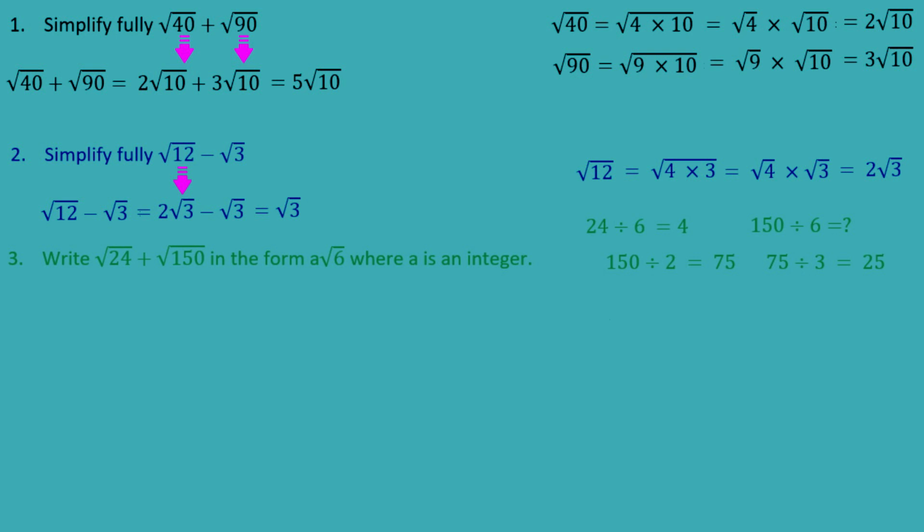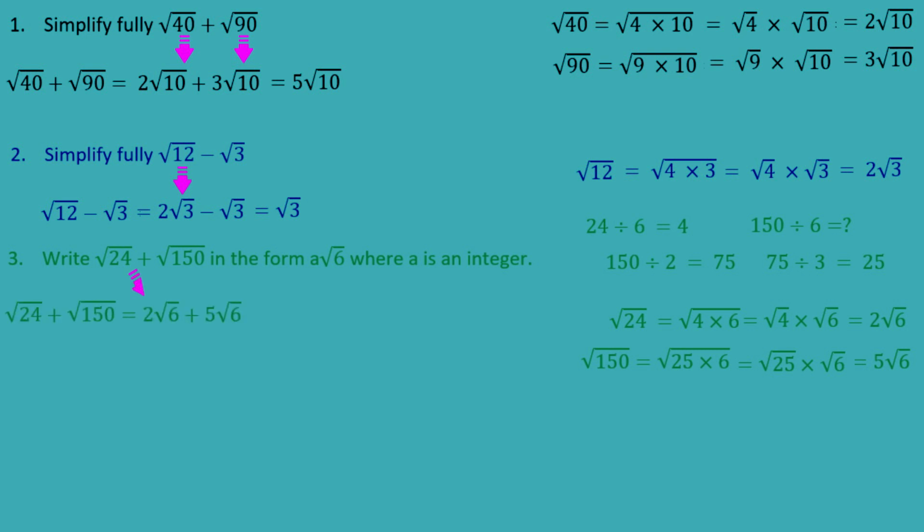So, root 24 becomes the root of 4 times 6, which is root 4 times root 6. Root 4 is 2, so root 24 simplifies to 2 root 6. The root of 150 becomes the root of 25 times 6, which is root 25 times root 6. Root 25 is 5, so root 150 simplifies to 5 root 6. Replace root 24 in the calculation with 2 root 6, and root 150 with 5 root 6. 2 root 6 plus 5 root 6 is 7 root 6. Our final answer of 7 root 6 is in the correct form, as given in the question.